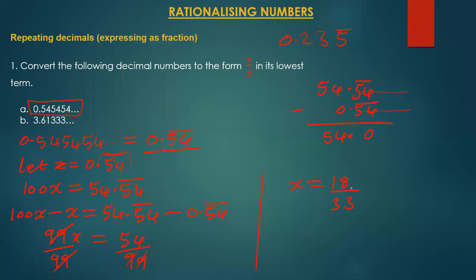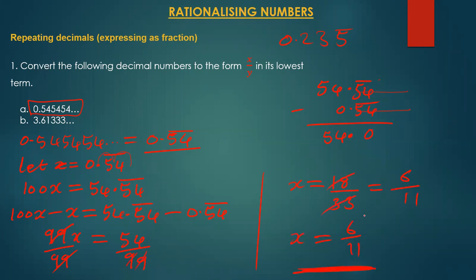But we also know that 3 again can go into 18 and 33, so we can still reduce this. So we're going to reduce it. 3 into 18, that will give us a 6. 3 into 33, that will be 11. Hence, the final answer here is simply 6 over 11.